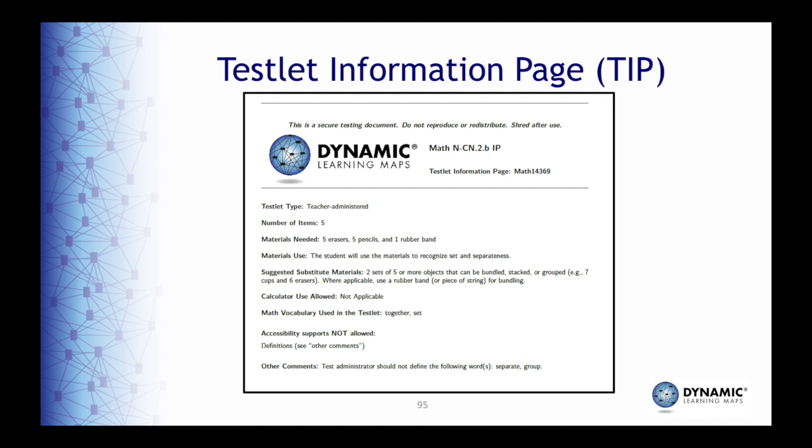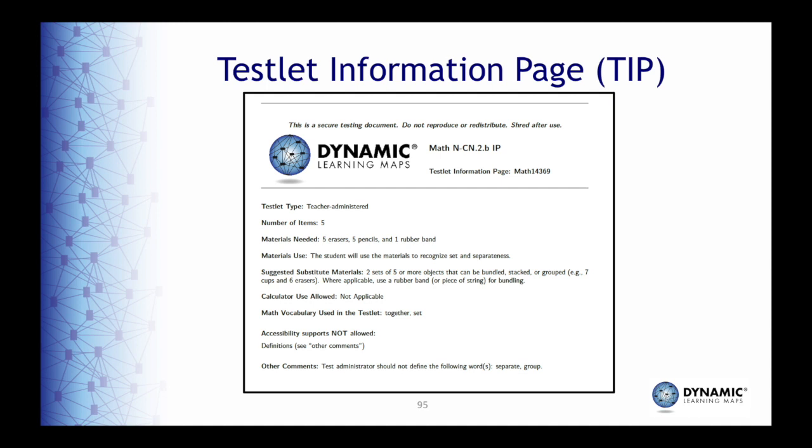The testlet information page for the following release testlet indicates the testlet will assess M.EE.N-CN.2.B at the initial precursor linkage level, will be teacher administered, and will have 5 items. The materials needed to administer this testlet include 5 erasers, 5 pencils, and 1 rubber band. The materials will be used for the student to recognize set and separateness.